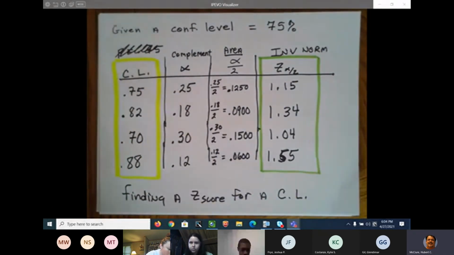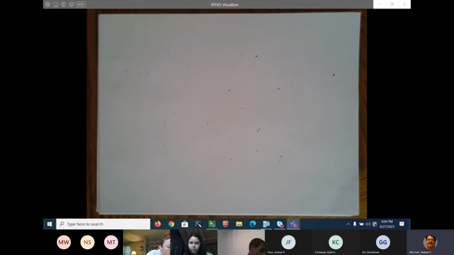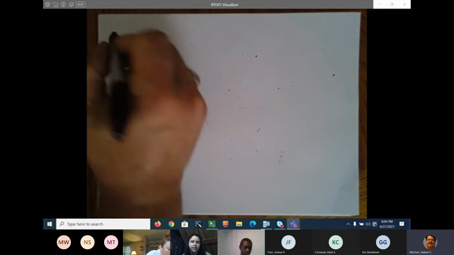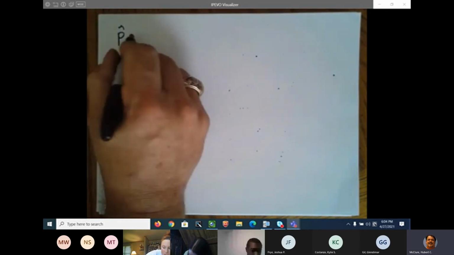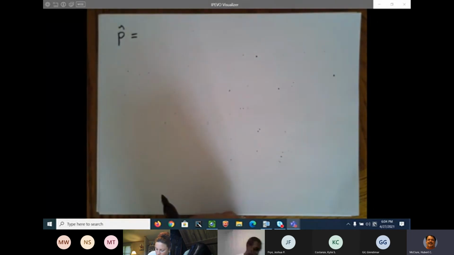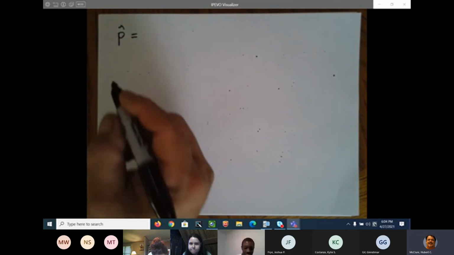Now here are the formulas, and here's what we're going to be finding in Chapter 9. We're going to be finding P hat. It's got a little hat on top of it, just like the exponential. It's called the caret symbol. It's called P hat, P-H-A-T. And it's called a critical value.